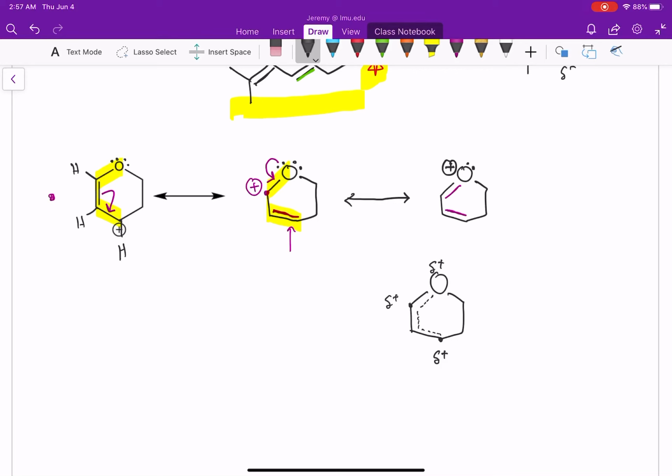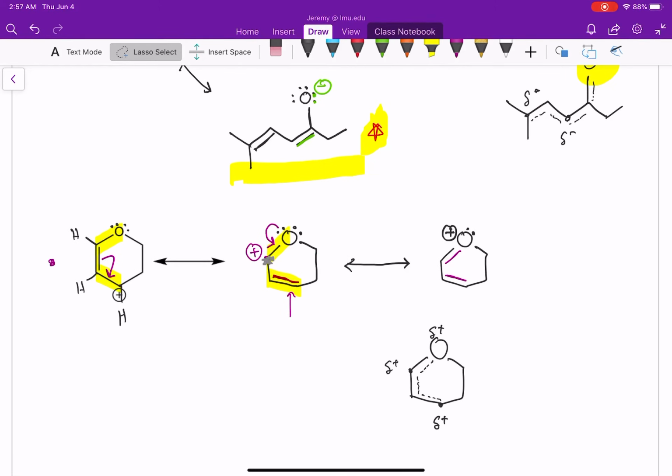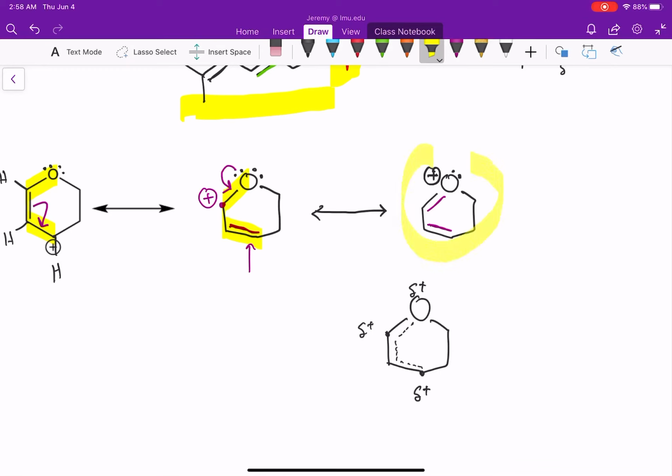And again, what would be the major contributor here? Let's evaluate these, right? If we look at this resonance structure here, what we notice about this carbon is it doesn't have a full octet. That's not great. If we look at this resonance structure here, this carbon doesn't have a full octet. Not great. But in this resonance structure, everything has a full octet. So even though oxygen is more electronegative, this would be the major contributor because every atom has a full octet. And that's more important than electronegativity.